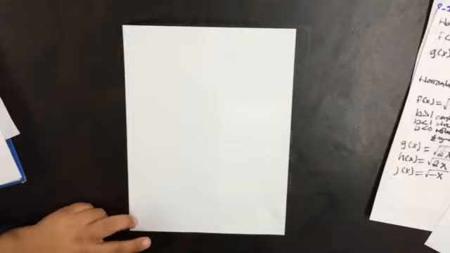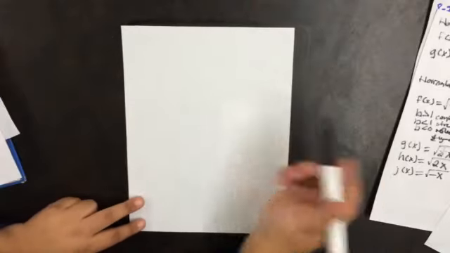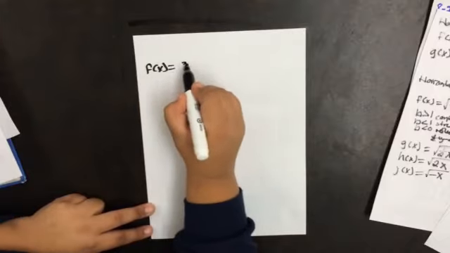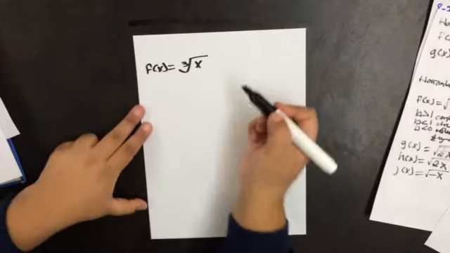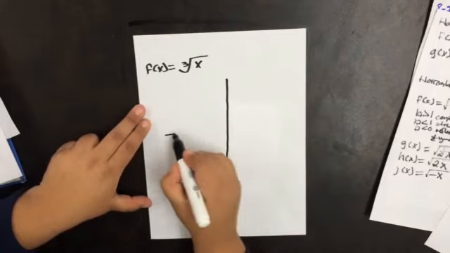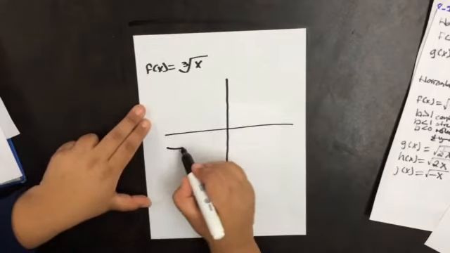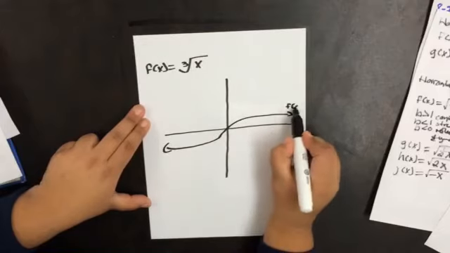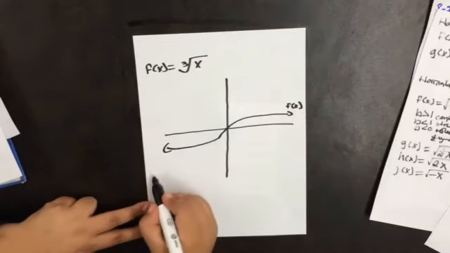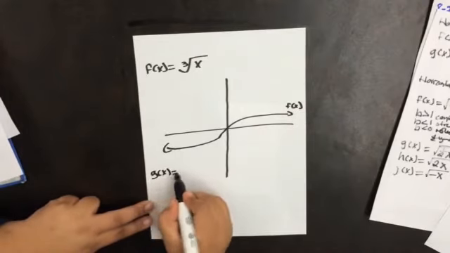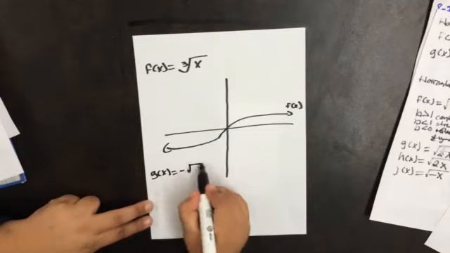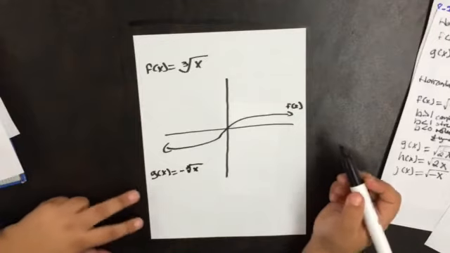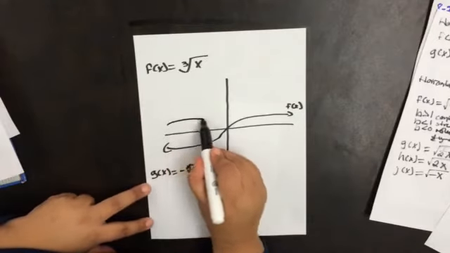Okay, so now let's do transformations on the cube root. So let's start by graphing f of x equals the cube root of x. It looks something like this. That's f of x. So what do we have? G of x equals negative cube root of x. So that's going to be a reflection across the x-axis. So it's going to look something like this.